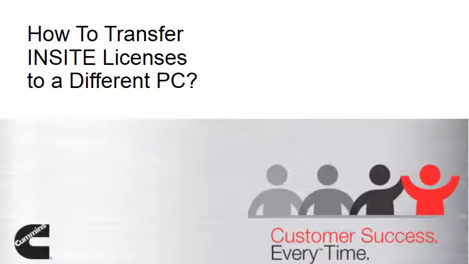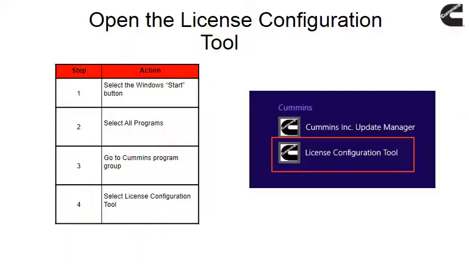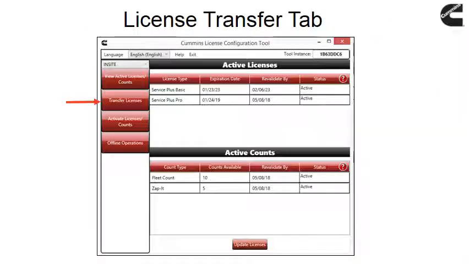In this video, we will be going over how to transfer your INSITE licenses. In order to transfer your INSITE licenses to another computer, you will first need to select the Windows Start button, then select All Programs. Once All Programs is selected, navigate to Cummins Program Group and select License Configuration Tool. Once the License Configuration Tool is opened, select the Transfer License button.